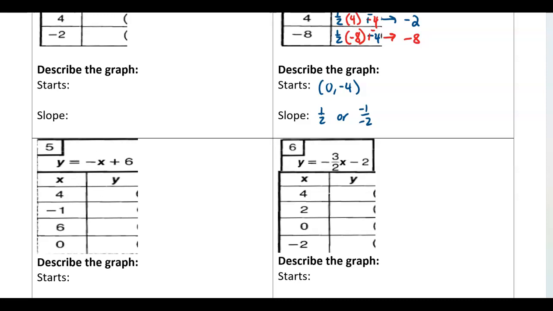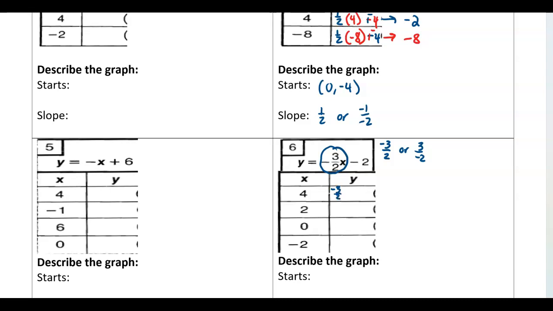And lastly, number 6. Remember this fraction, negative 3 over 2x, that is your slope, but you're going to treat it as negative 3 over 2 or 3 over negative 2. It's literally up to you how you want to treat that when you plug in. I would suggest make it easier on yourself. Multiply by 3, divide by 2.